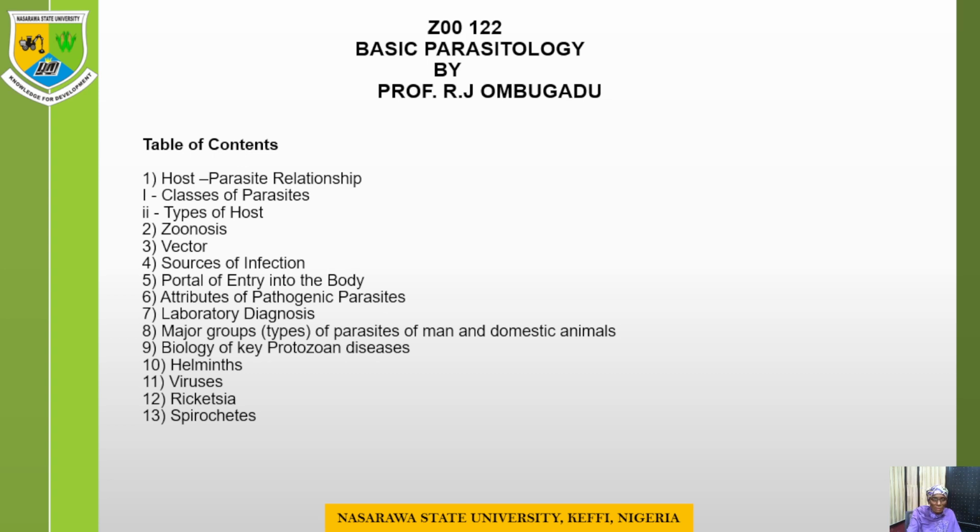The table of contents of this course: we have host-parasite relationship, classes of parasites, types of host, zoonosis, vector, sources of infection, portal of entry into the body, attributes of pathogenic parasites, laboratory diagnosis, major groups or types of parasites of man and domestic animals, biology of key protozoan diseases, helminths, viruses, rickettsia, and lastly spirochetes.